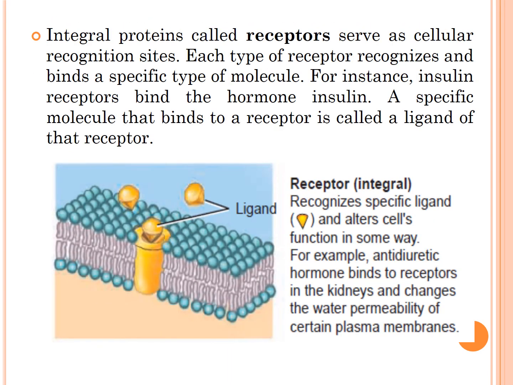Now, the third function: integral proteins called receptors act as cellular recognition sites. Each type of receptor recognizes and binds a specific type of molecule. For example, the insulin receptor binds the hormone insulin. A specific molecule that binds to a specific receptor is called the ligand of that receptor. So some integral proteins act as receptors, and specific molecules bind with the receptors, and after binding, the receptor can produce its effect.